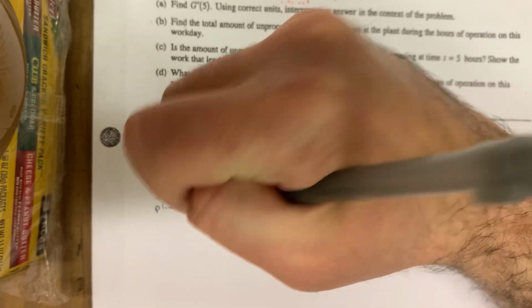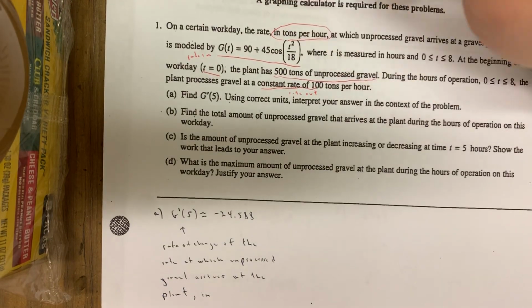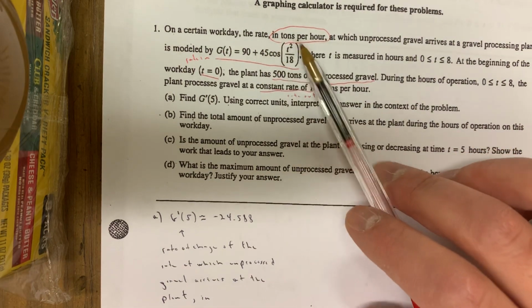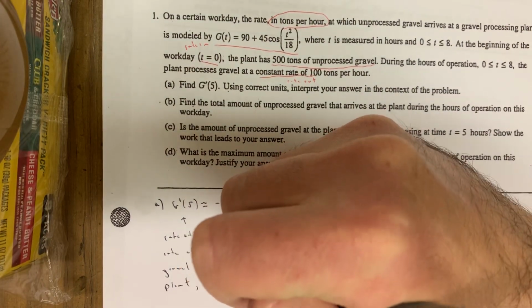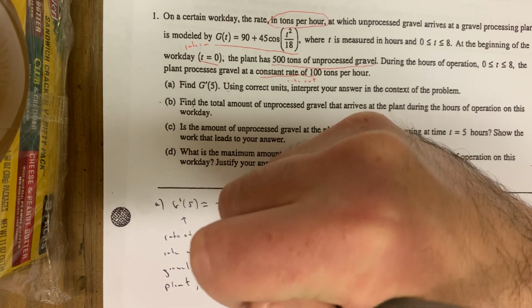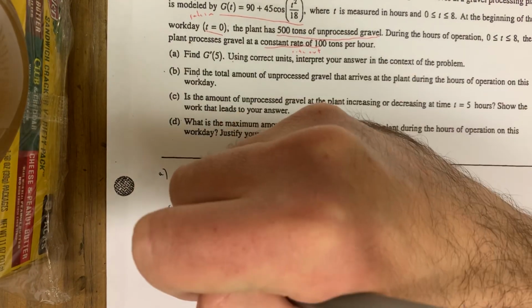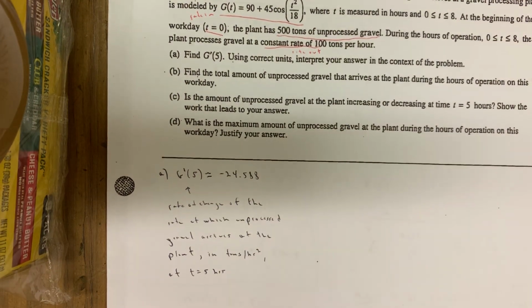Now we got to say units, okay? Just remember, G is measured in tons per hour, but now we're taking the derivative of it with respect to t, because it's in terms of t. So we're getting tons per hour squared. It's kind of like an acceleration right there. And then you also want to say at t equals 5 hours, which actually means at the end of the 5th hour. That's when t equals 5 occurs, when the 5th hour elapses, okay?